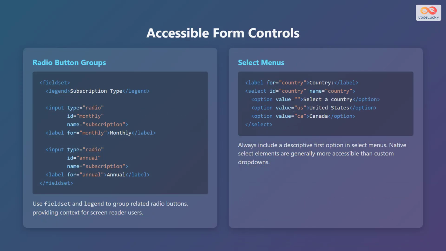Let's explore accessible form controls. When dealing with radio button groups, use fieldset and legend to group related radio buttons, providing context for screen reader users. For select menus, always include a descriptive first option. Native select elements are generally more accessible than custom drop-downs. Using these elements correctly ensures that all users can easily understand and interact with your form controls.